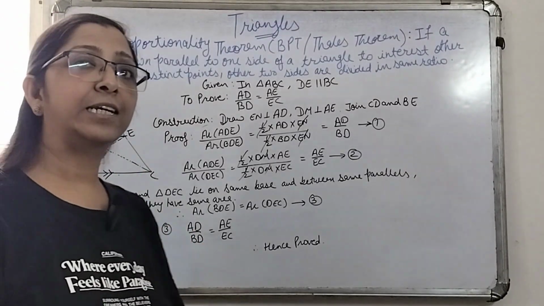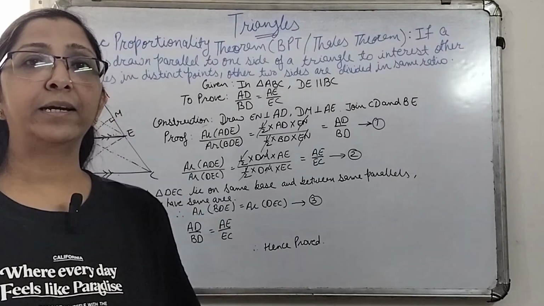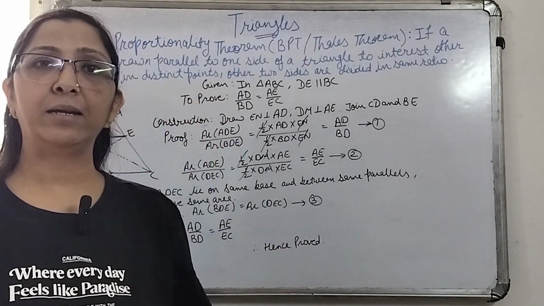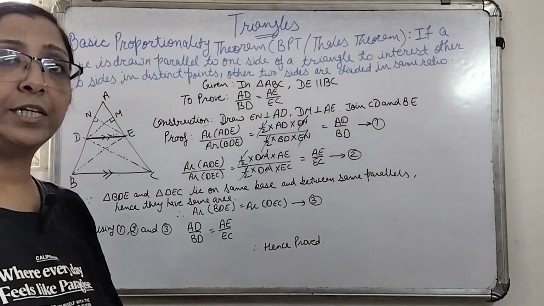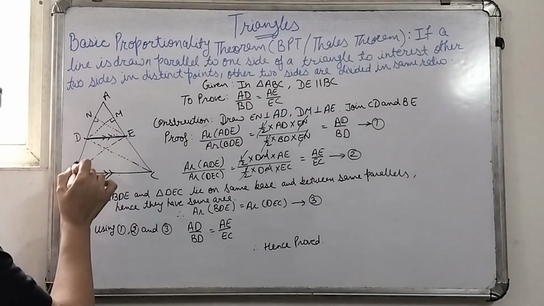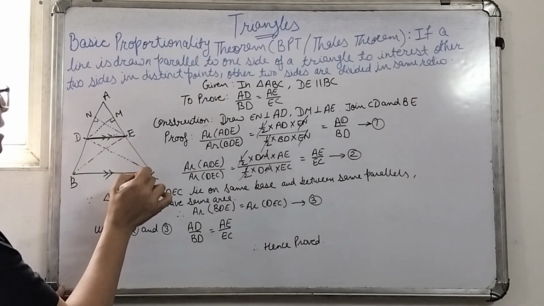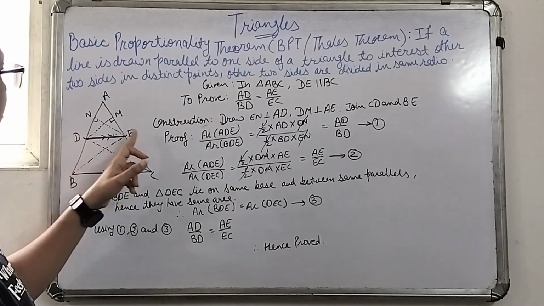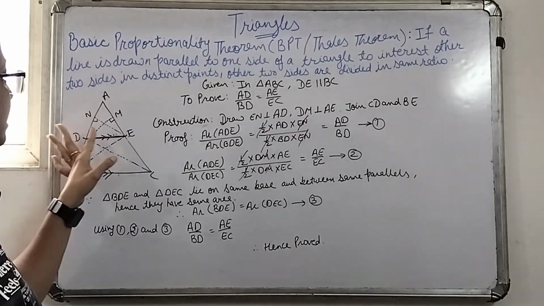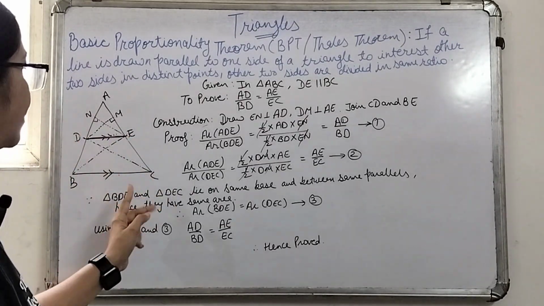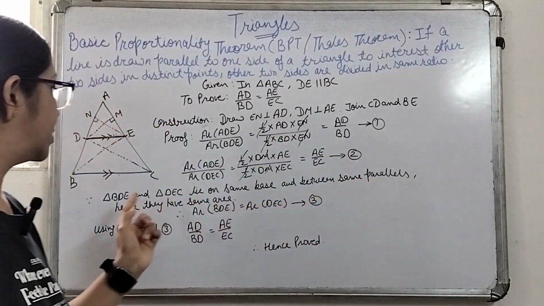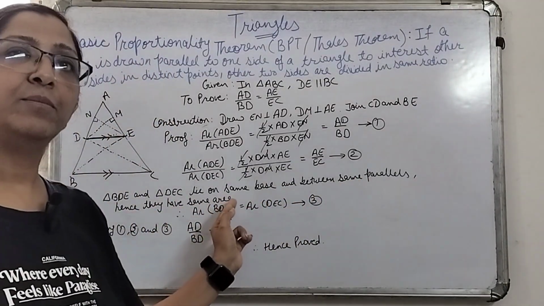We have studied in class 9th that if there are two triangles with the same base and they are between the same parallels, then their areas are equal. That means area of triangle DEB will be equivalent to area of triangle DEC. Why? Because both are on the same base, that is DE, and both are between the same parallels, that is DE and BC. So because the two triangles lie on the same base and between the same parallels, that's the reason they will have the same area.